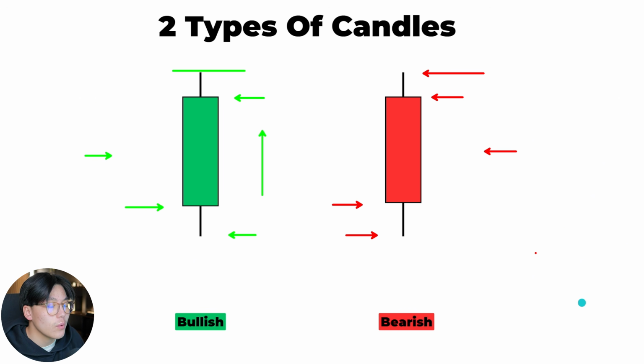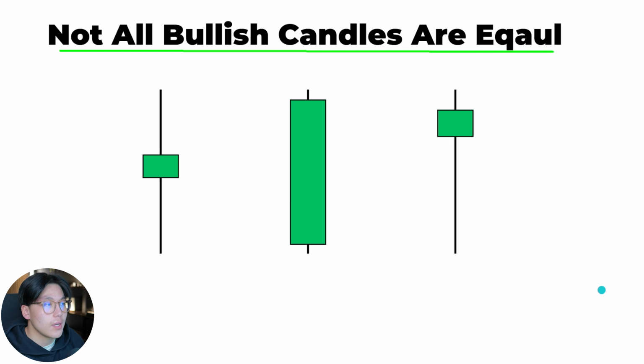And now we can go into the different types of candles that make up the market, because no single candle is going to be the same as its previous candle. What I want to talk about is that not all bullish candles are equal. Similarly to the downside, not all bearish candles are equal. Every single candle in the market is going to tell us a different story depending on the context behind it as well.